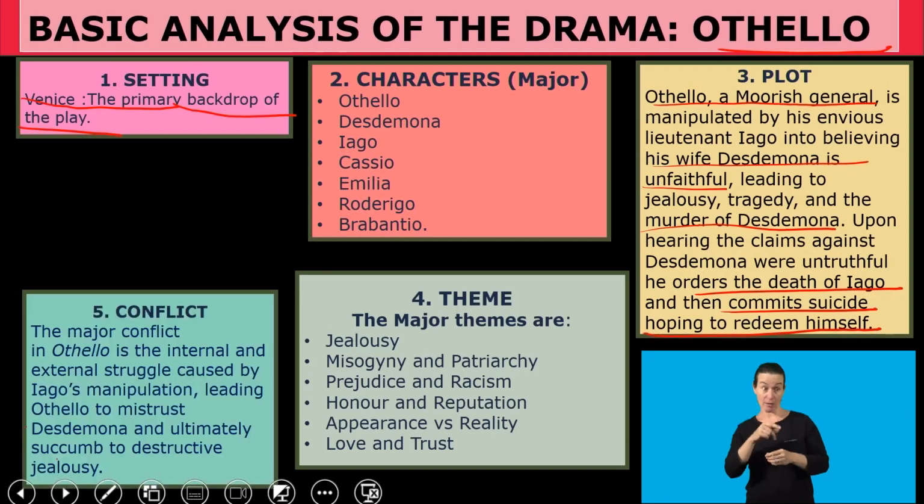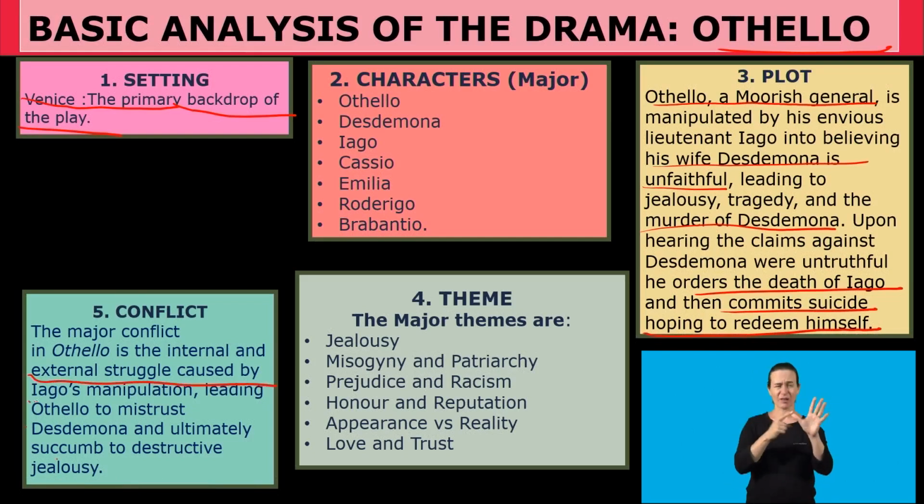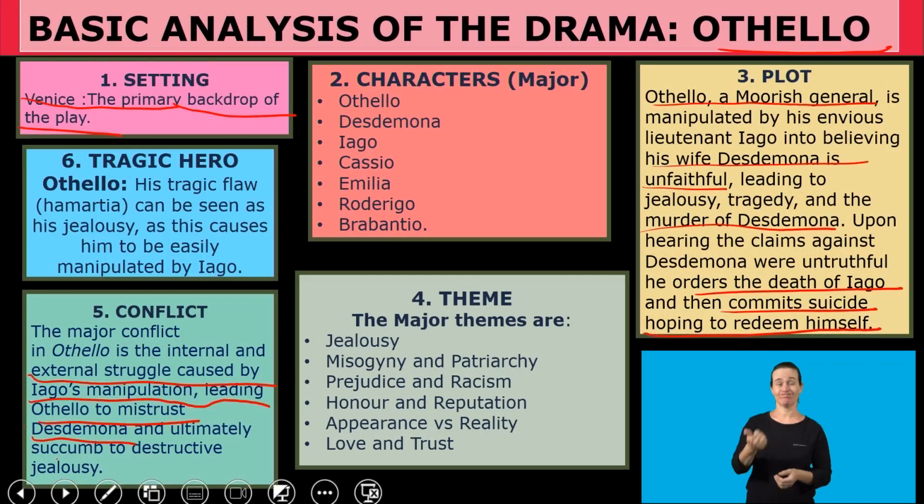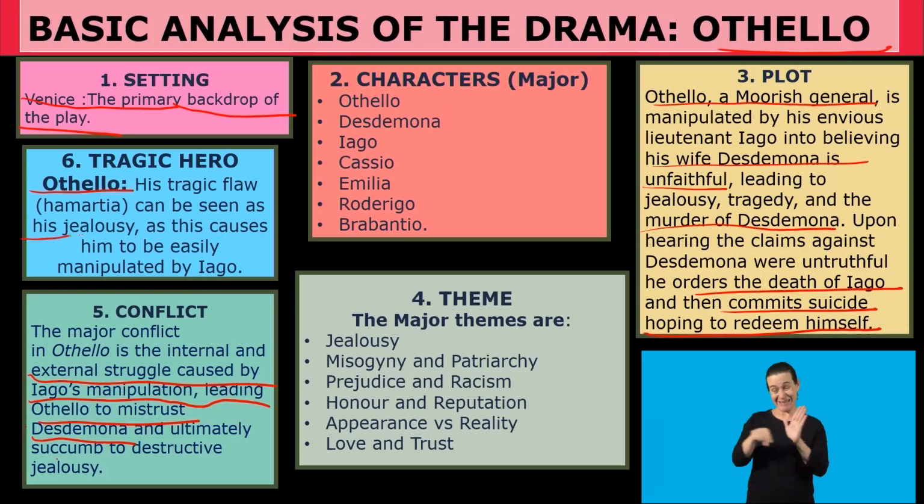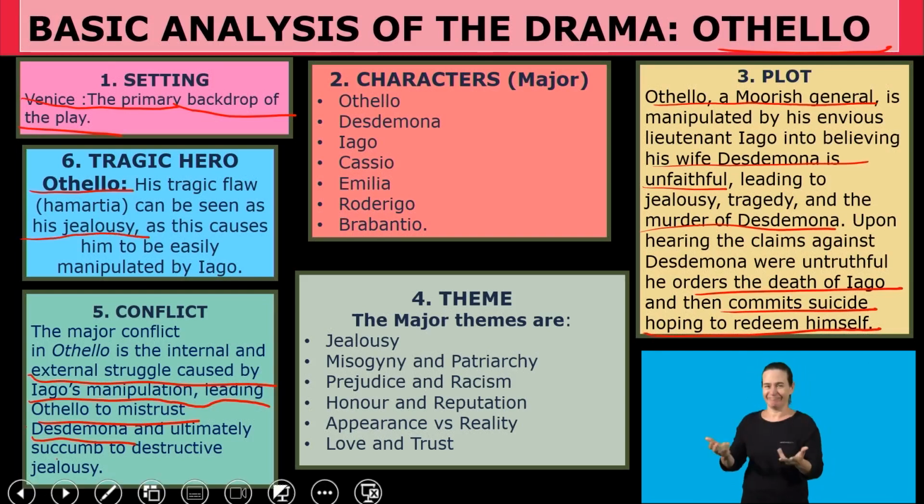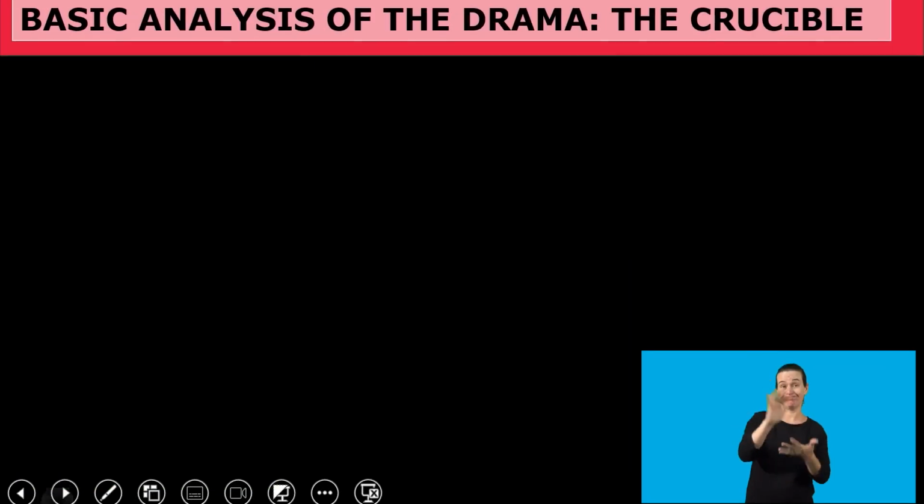The major conflict in Othello is the internal and external struggle caused by Iago's manipulation, leading Othello to mistrust Desdemona and ultimately succumb to destructive jealousy. The tragic hero in this play is Othello. His tragic flaw, or his hamartia, can be seen as his jealousy, as this causes him to be easily manipulated by Iago. Now, let's move to the witch trials in Salem, the Crucible.